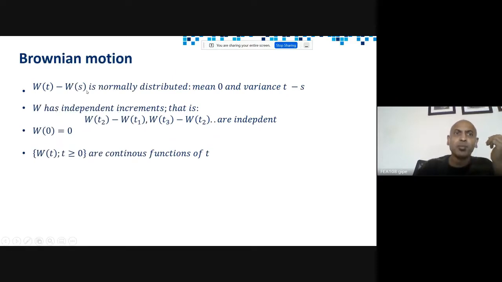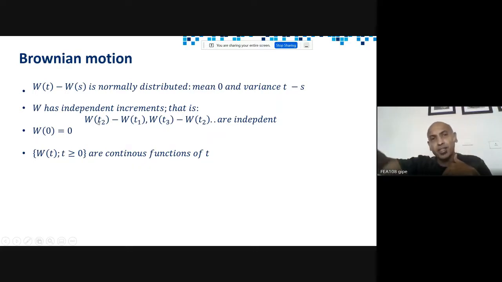So in Brownian motion, we now say that W is normally distributed with mean 0 and variance T minus S. Just a nomenclature: time T, time S. And we just saw that W has independent increments. That's how we define what a random process is, right? So what do I mean by independent increments?